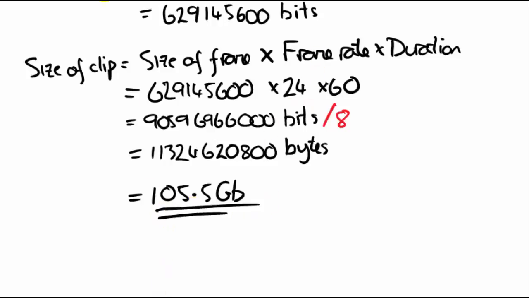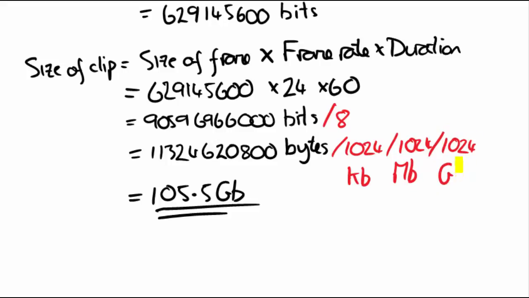So remember, to go from bytes, divide by 1024 and that'll give you kilobytes. Divide by 1024, that'll give you megabytes, and then divide by 1024 gives you gigabytes. And try to always put down the units that you're working in. So hopefully that helps you with the first one.